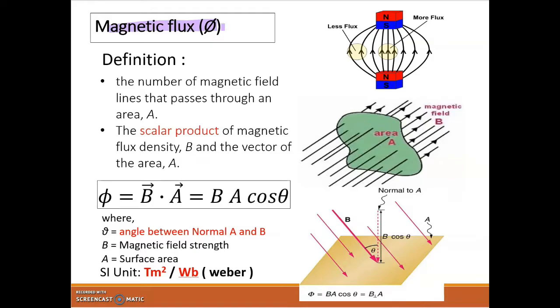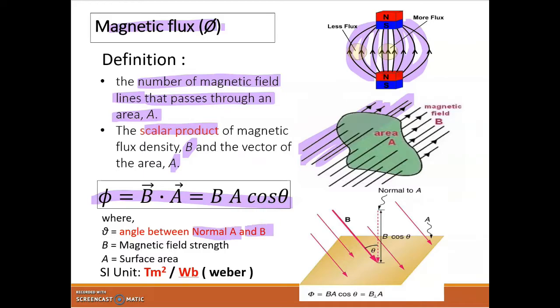Okay, so magnetic flux is the number of magnetic field lines that passes through an area. These are the magnetic field lines, with arrows. It is the scalar product of the magnetic flux density B and the area A, and this is the formula: flux is equal to B dot A, or we can say BA cos theta, where theta is the angle between the normal of A and B.